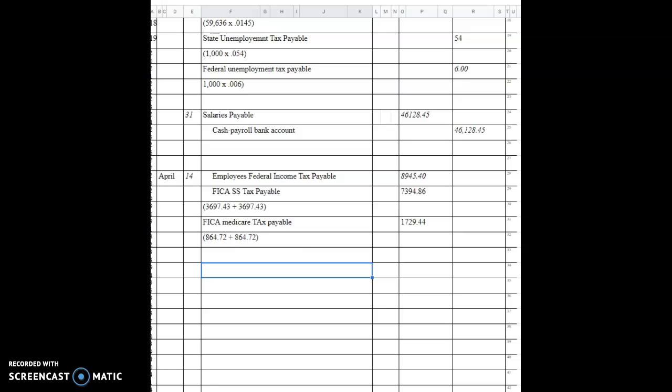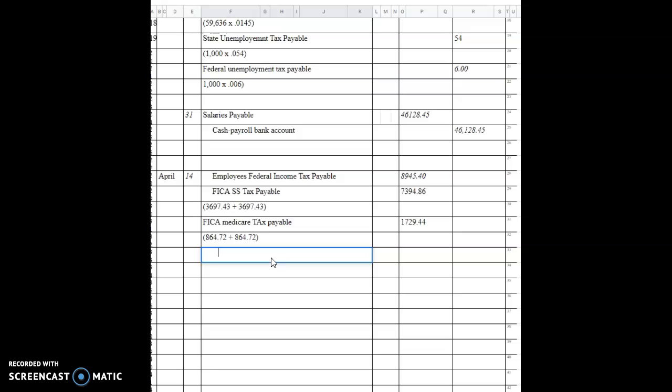All right, so picking up where we left off, fortunately, we're through the long part. The rest of this should go pretty quickly here. Okay, so on April 14th, we've recorded the federal income tax. We've done the Social Security, employer and employee, Medicare, employer and employee.